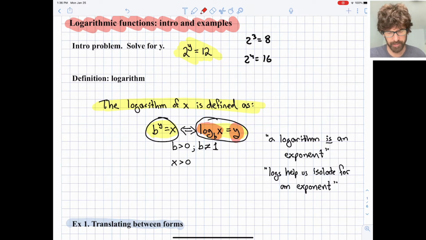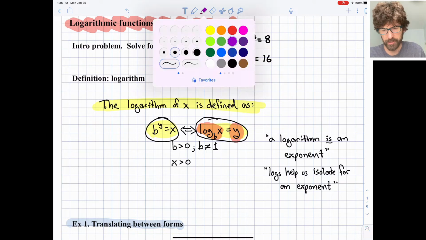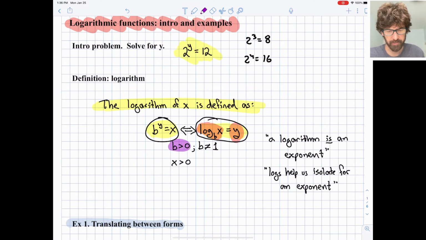We have some restrictions here. Let's see here. b has to be bigger than 0, so we're dealing with a base that's larger than 0. We're not dealing with a base of 1. We can't work with a base of 1. And we need to work with an x value that's positive.